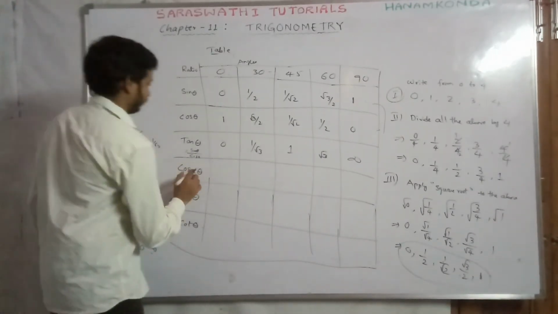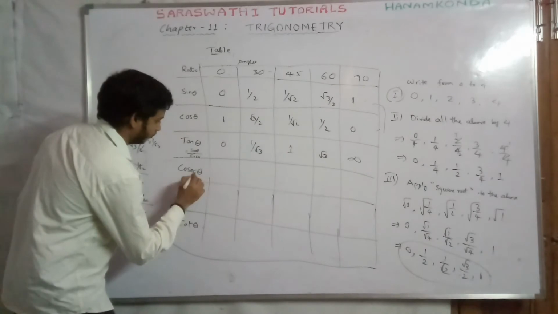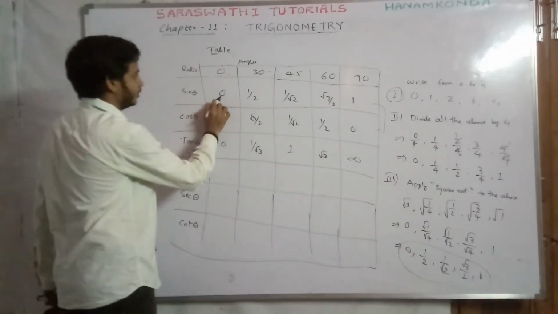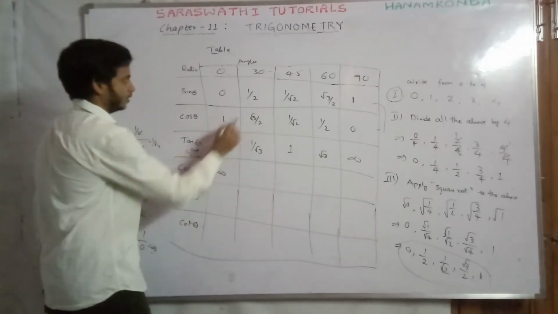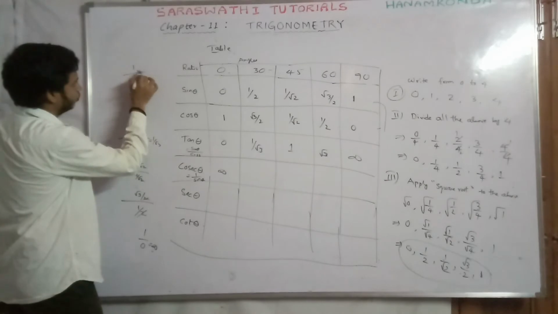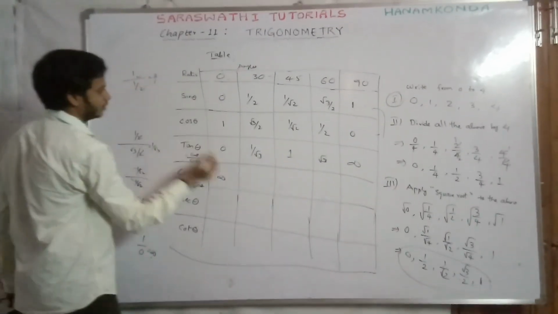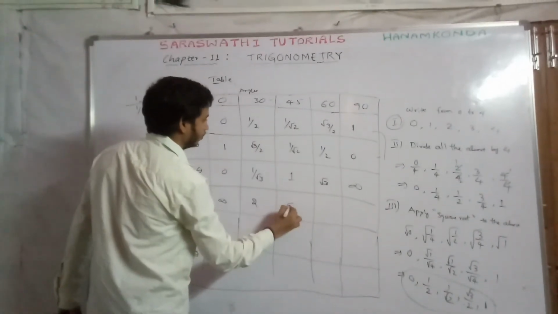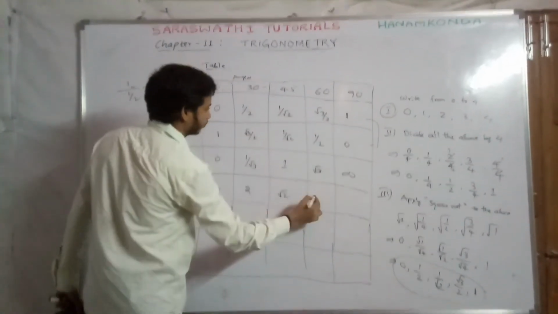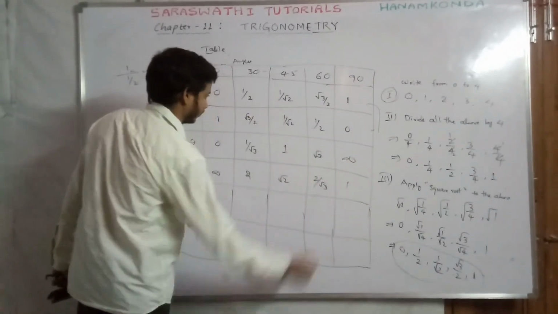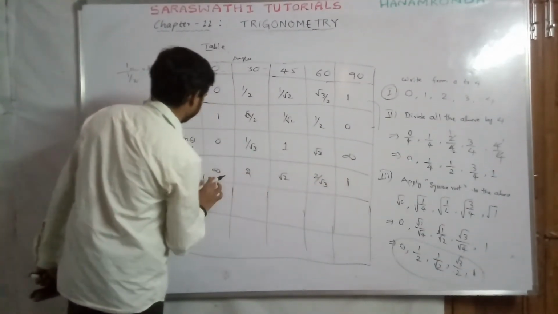Next, the cosec values. We know that cosec is the reciprocal of sine, that means 1 by sine theta. So 1 by 0 is infinity. Next, 1 by 1 by 2, that means 2 multiplies with the numerator, so 2. Next, 1 by 1 by root 2 is root 2. Then 1 by root 3 by 2 is 2 by root 3, and 1 by 1 is 1. So these are the values of cosec theta.